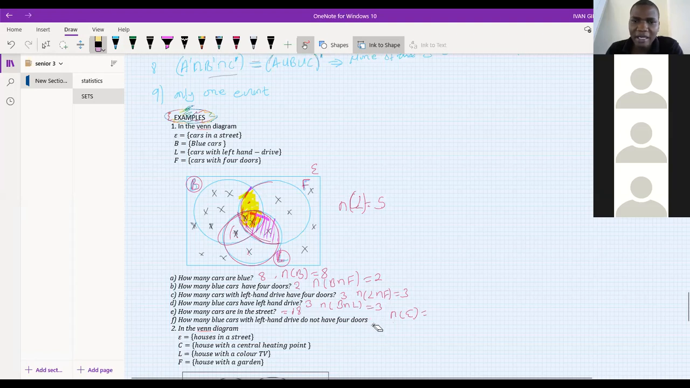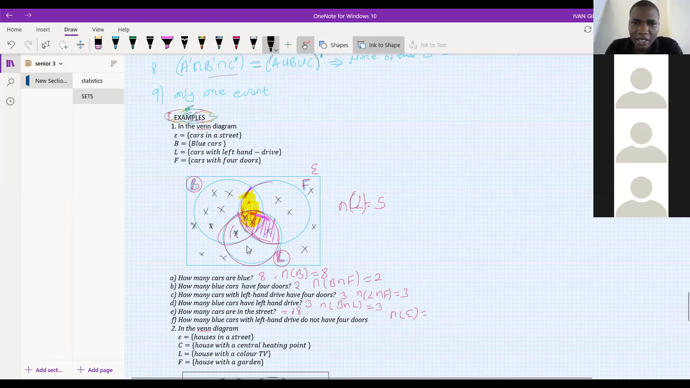Because if it said how many cars with left-hand drive do not have 4 doors, it would be right to give the 2. But now if they're saying how many blue cars, the car has to be blue, it must have left-hand drive, but the only missing thing should be the 4 doors. So that means we take only this one. Because this one, yes, it has a left-hand drive. It doesn't have 4 doors, yes, but it's not blue.